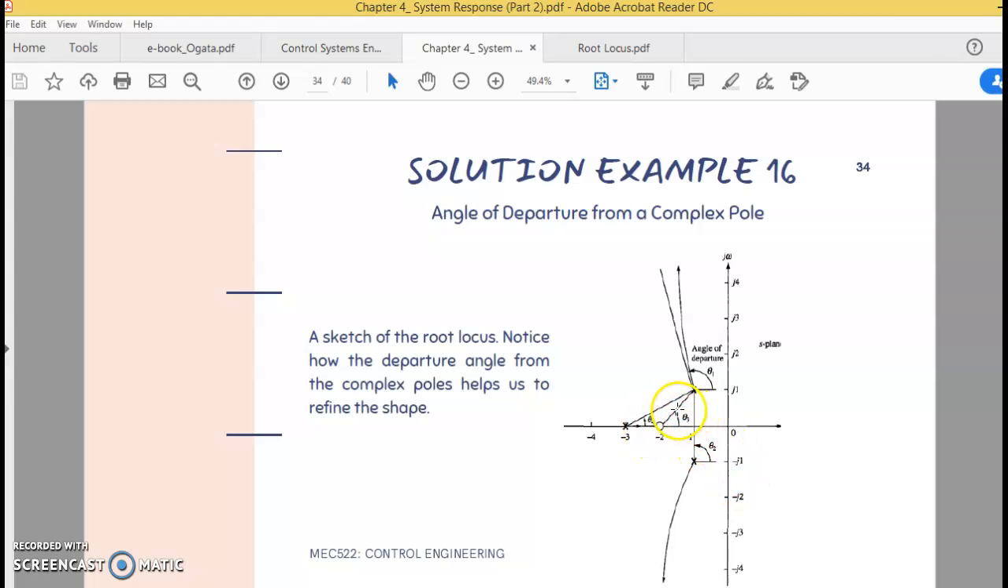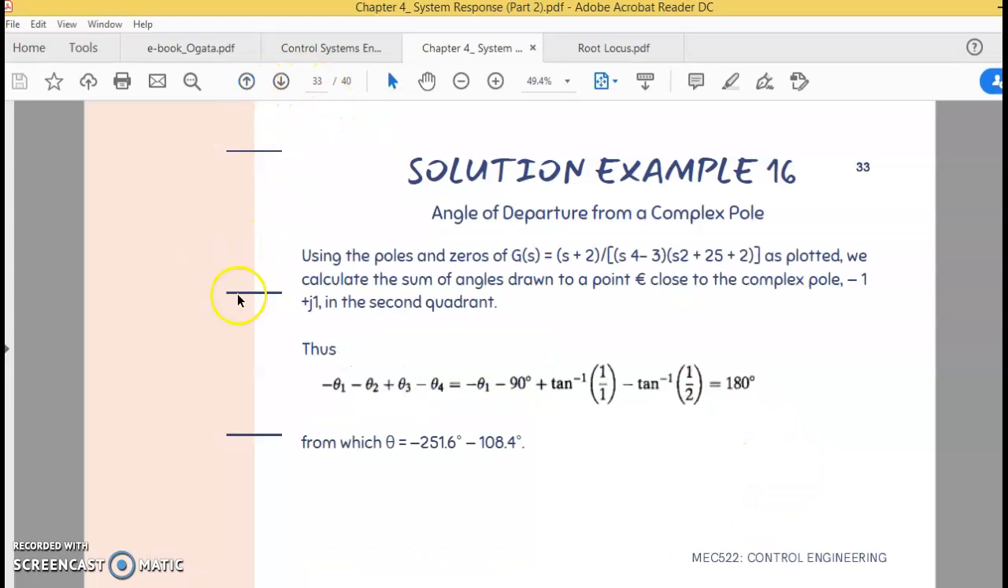Untuk theta 2, theta 3, theta 4 ni you boleh nampak. You boleh calculate guna trigonometric equation. For example, this one you can use tangent. Sama juga dengan theta 4, boleh dapat daripada tangent. And then you kena cari theta 1. Nak cari theta 1, you apply this equation.